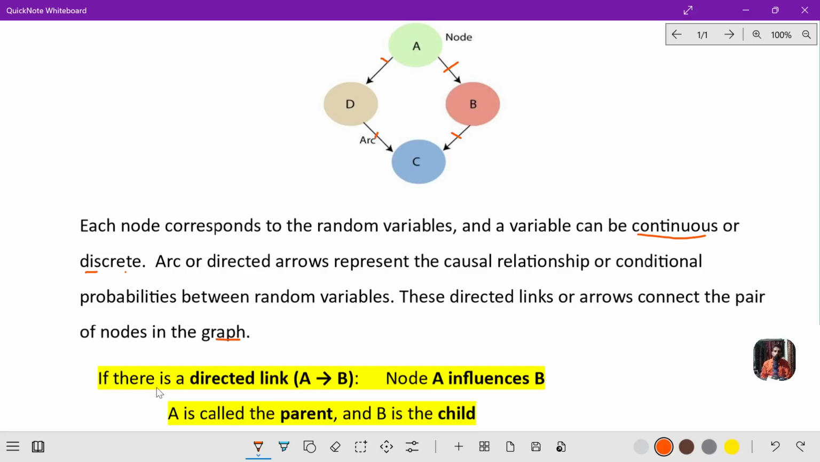So you observe, if there is a directed link from A to B, you see on the screen in the graph there is a line from A to B. What is the meaning of this A to B? Node A influences node B. So when the arrow points towards B, from A to B, it indicates that node A influences node B. So A is also called the parent and B is also called the child.